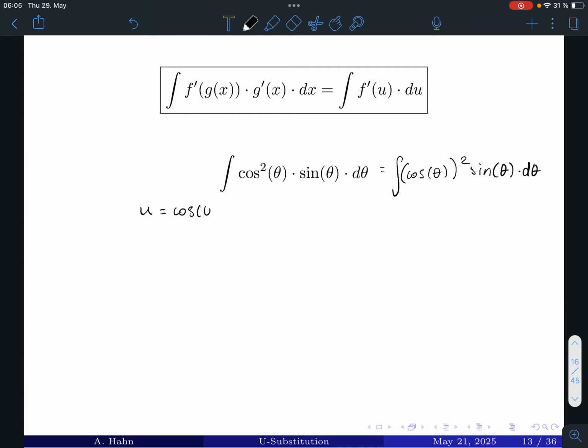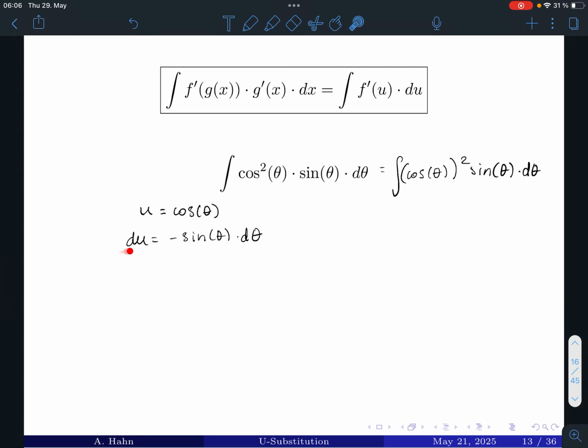So let's say u is equal to cosine of theta. And then du is going to be, the derivative of cosine is negative sine, so negative sine of theta d theta. And in the problem, we don't have negative sine of theta d theta. We have sine of theta d theta.